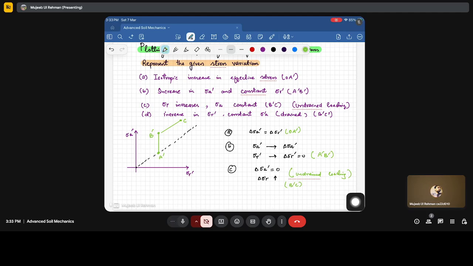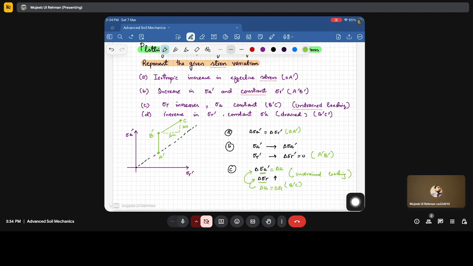The change in delta sigma dash is 0, but due to the increase in delta sigma r, there will be generation of a total delta U, which will add here also and here also, but externally we are not increasing the delta sigma a. Or we can say, for convenience, delta sigma a is equal to delta U for the undrained case. So this is delta U, this is delta U, and delta U is equal to delta sigma r.